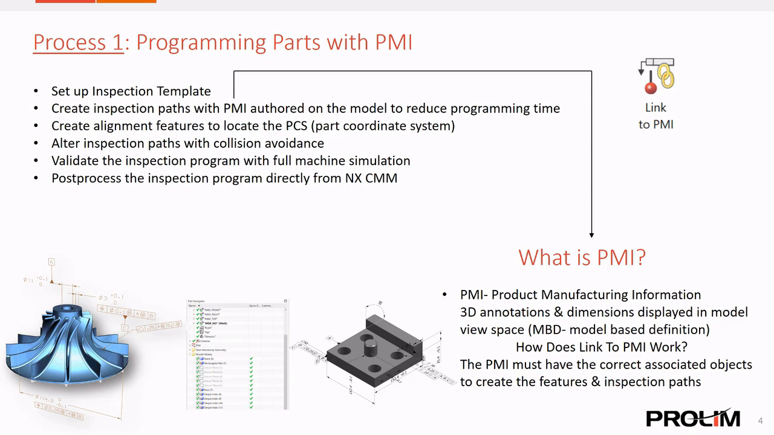You can see a couple screenshots here on the left. You can see the 3D annotations and dimensions on the model itself. You might have heard this referred to as model base definition. So how does the link to PMI work? Those dimensions have associated faces and edges that the paths will be associated to and be created on. So to create those features and inspection paths based on the associated objects.